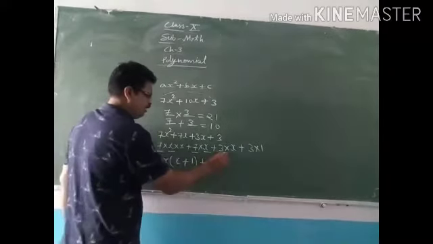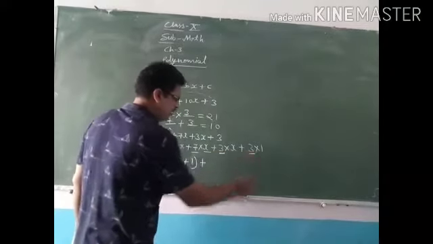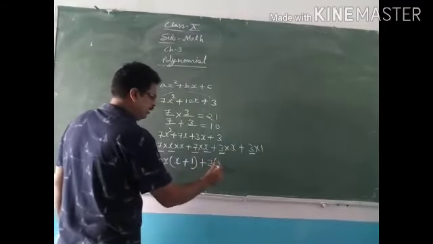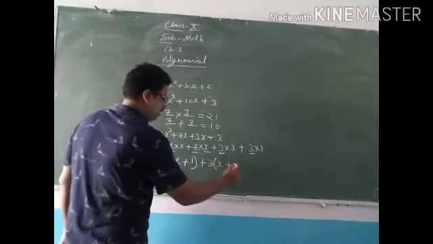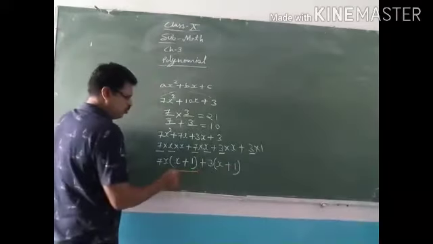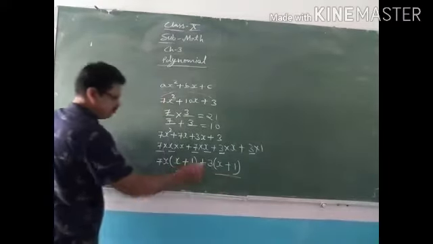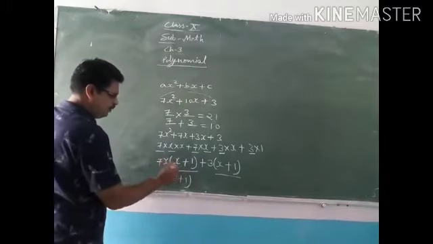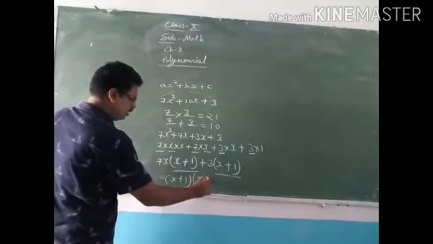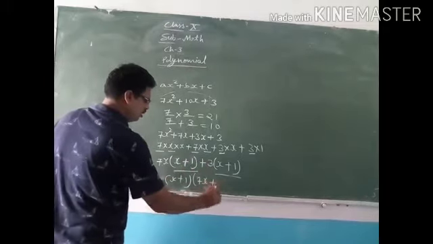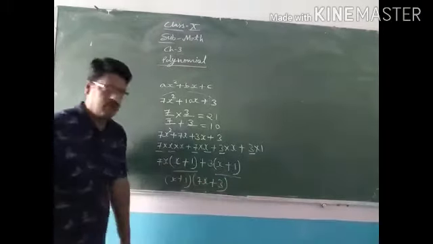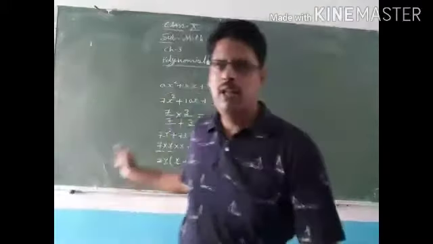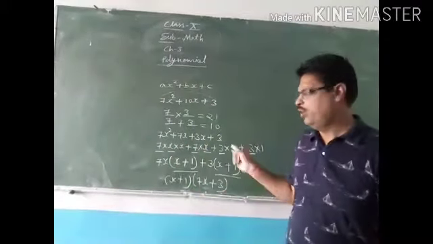Plus from the third and fourth terms, which thing is common? Only 3 is common. So what is remaining inside? x plus 1. So what is common from these two terms? x plus 1 is common. So what is remaining inside? 7x plus 3. Okay, so these are the two factors of this quadratic polynomial.